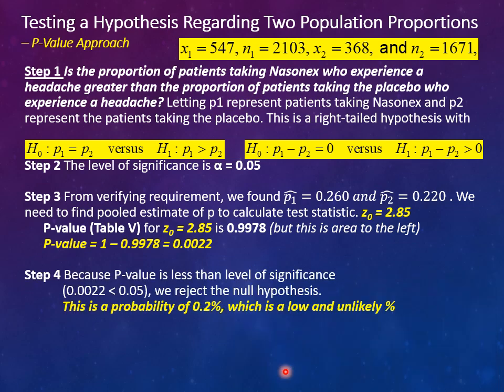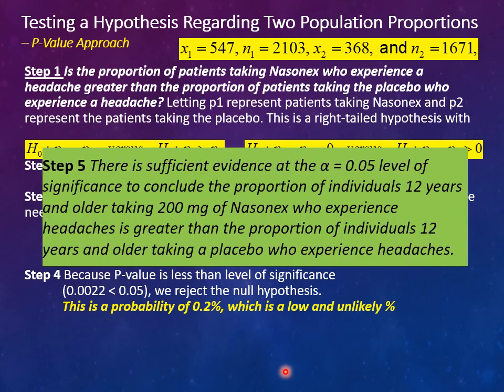Because this p-value is less than the level of significance, 0.0022 is less than 0.05, we therefore reject the null hypothesis and get the same conclusion as we saw in the last example. So the big difference here is about using that table 5 in different ways. The p-value is the entry in the table, and the classical approach uses the level of confidence or level of significance in the tables at the bottom, the smaller tables.